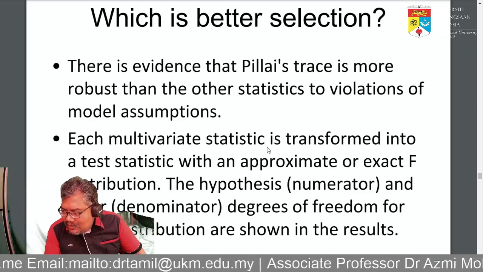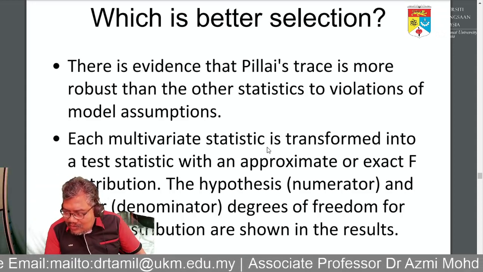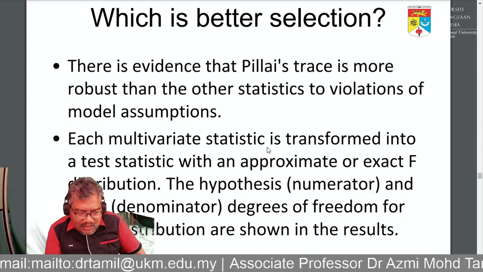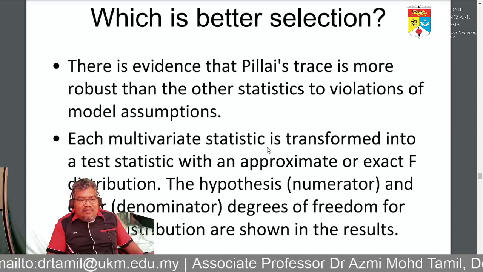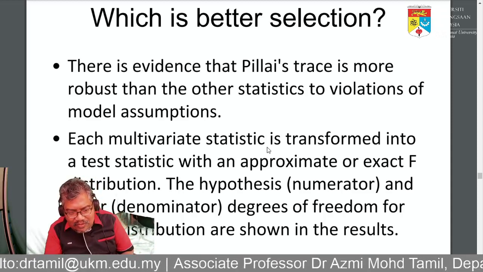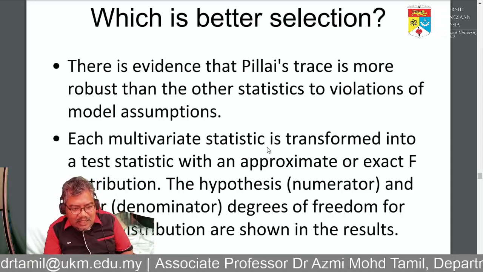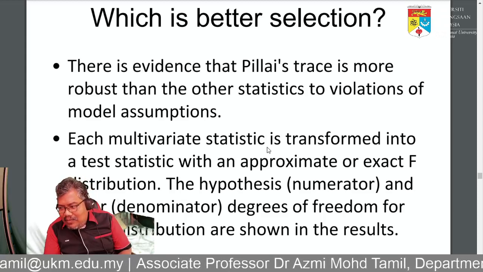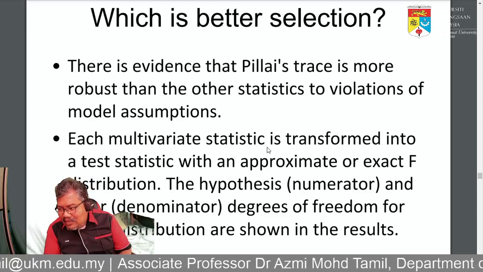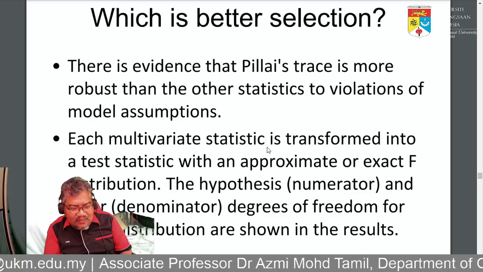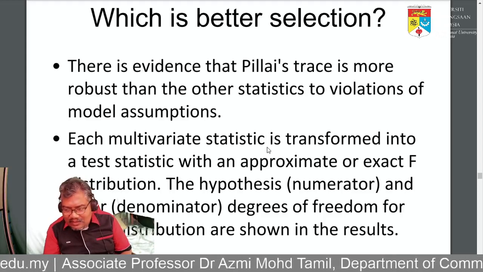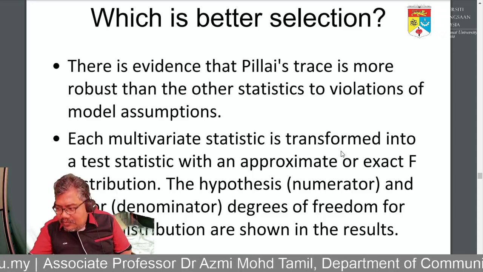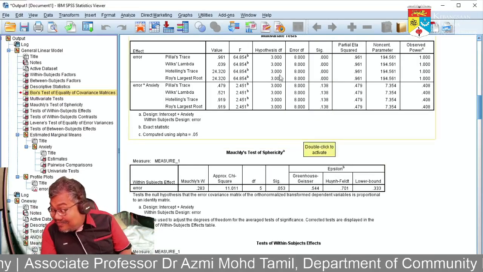Each multivariate statistic is transformed into a test statistic with an approximate or exact F distribution. So although they have all different statistics, everything is converted to become an F value. Then the F value is converted to become the p-value. But you can see that the degrees of freedom are different for each type of test. You can see that inside the results. Okay, so let's look at the results.